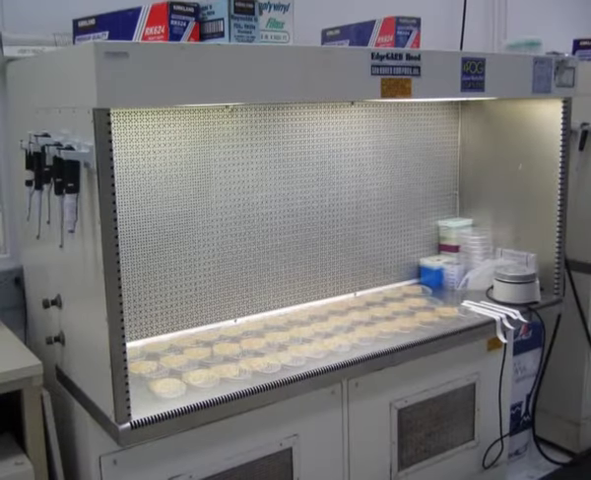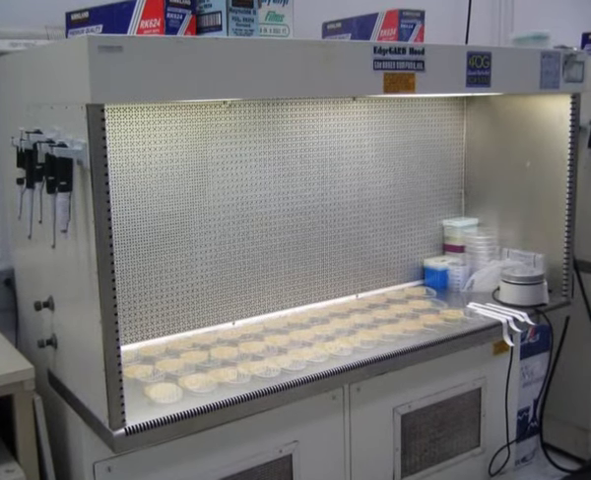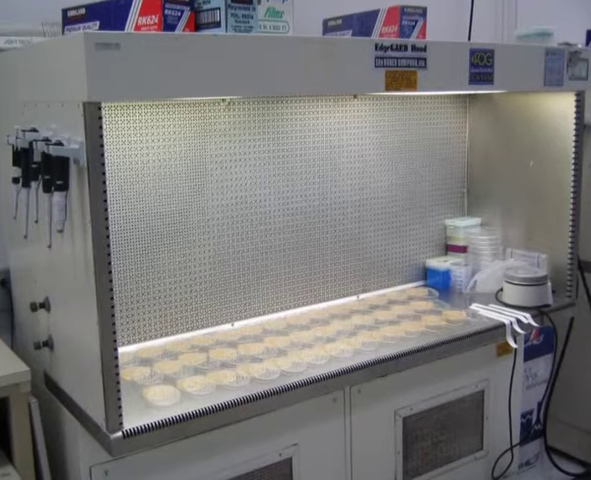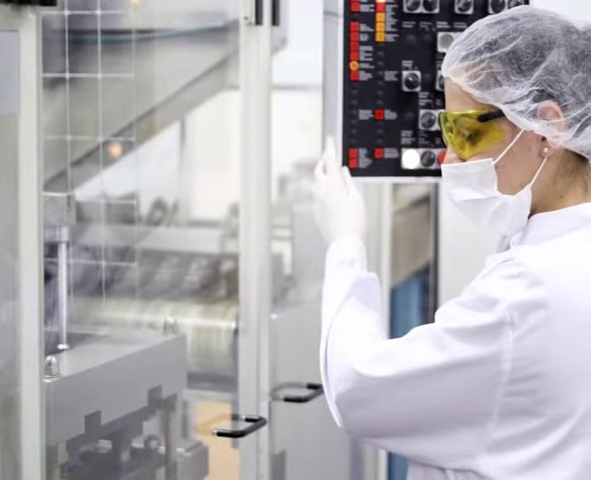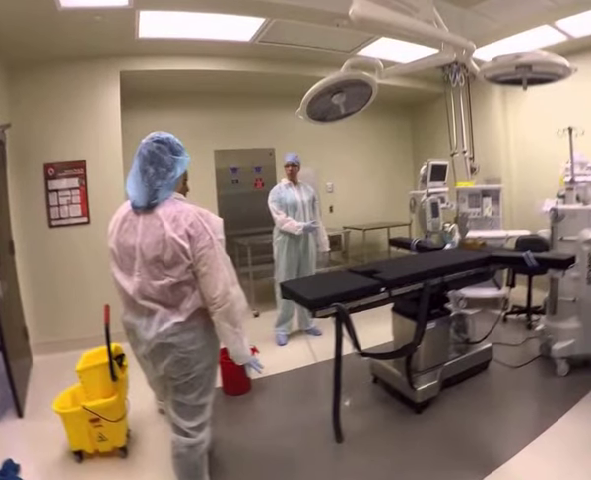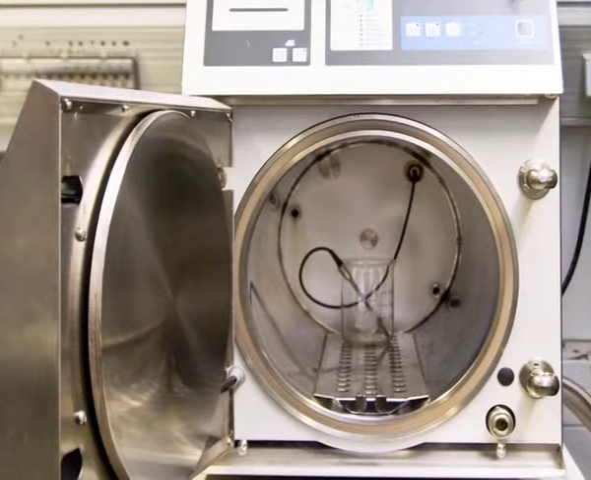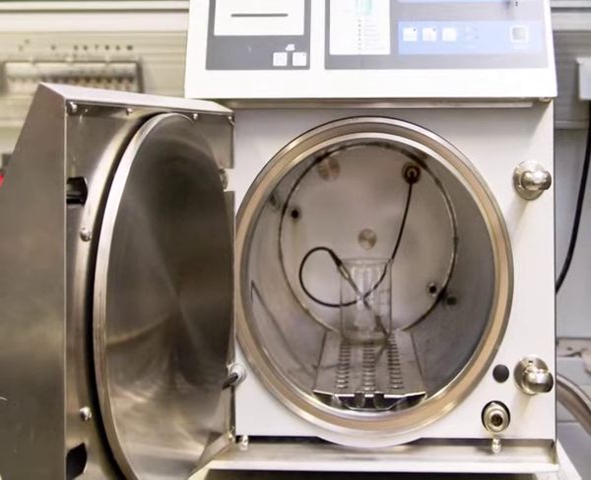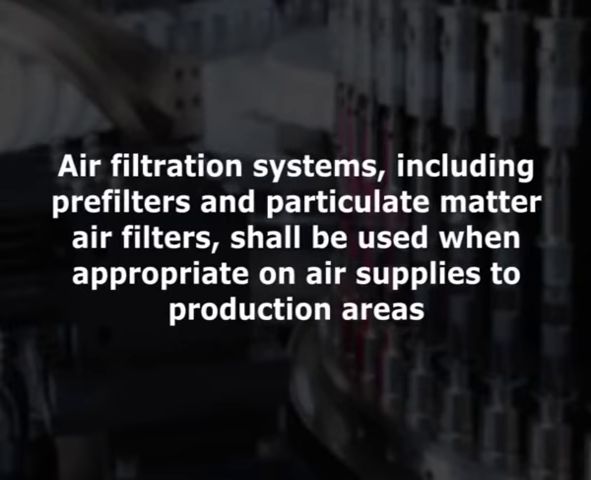An air supply filtered through high-efficiency particulate air filters under positive pressure regardless of whether flow is laminar or non-laminar. A system for monitoring environmental conditions. A system for cleaning and disinfecting the room and equipment to produce aseptic conditions. A system for maintaining any equipment used to control the aseptic conditions. Air filtration systems, including pre-filters and particulate matter filters, shall be used when appropriate on air supplies to the production areas.